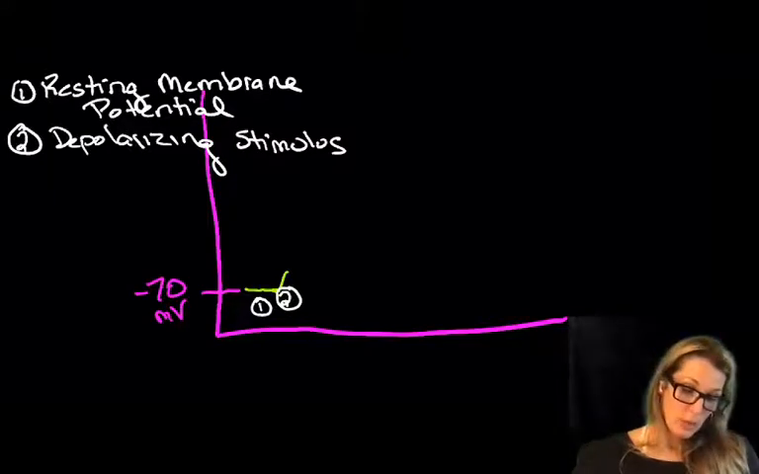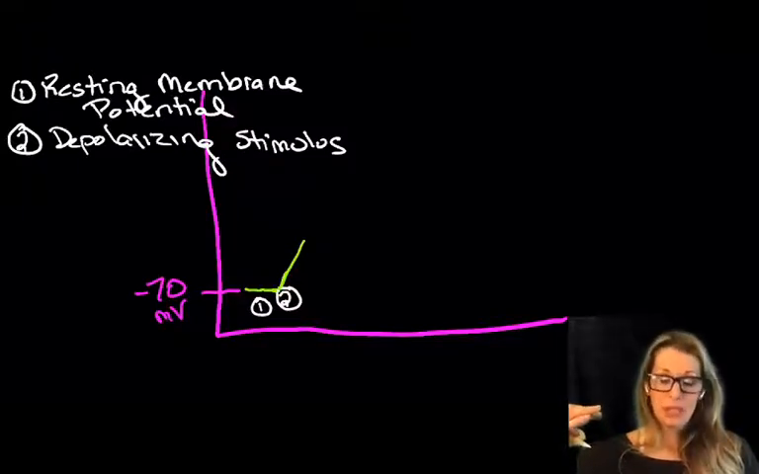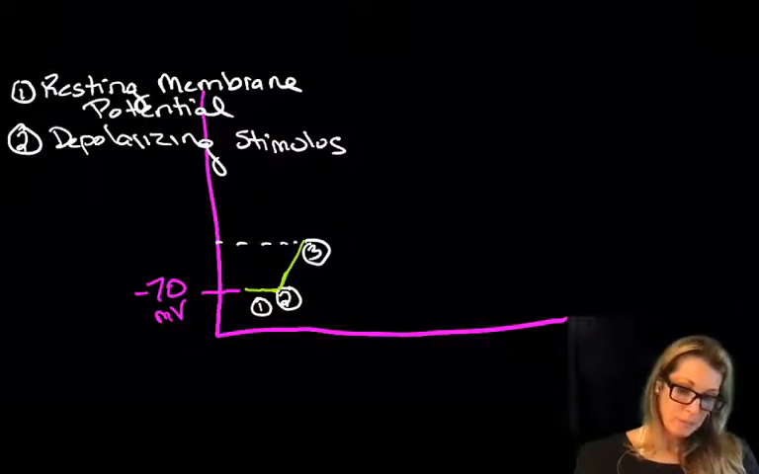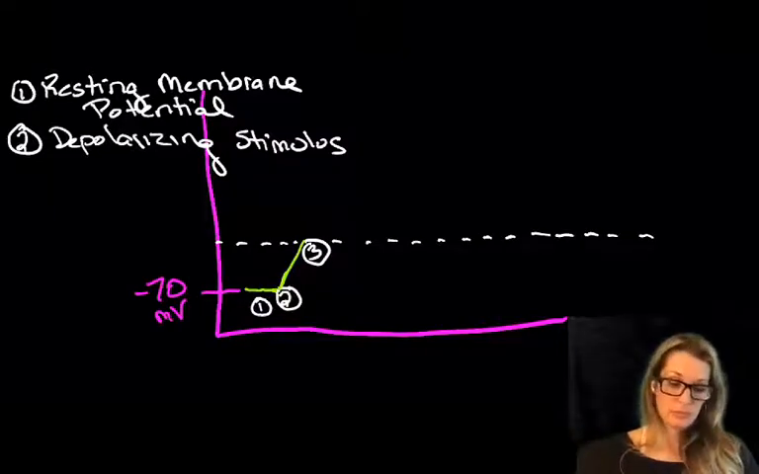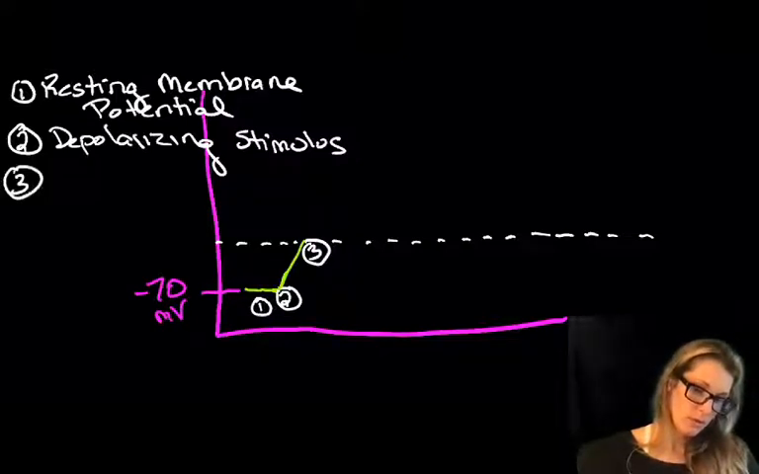As we're climbing, the interior of the cell is changing in charge. It's becoming more positive. The next step in the process is that we have to reach threshold. Oops, that's 3, not 4. Threshold.